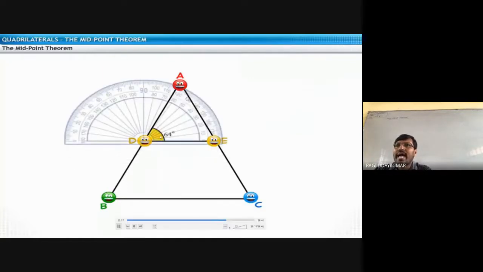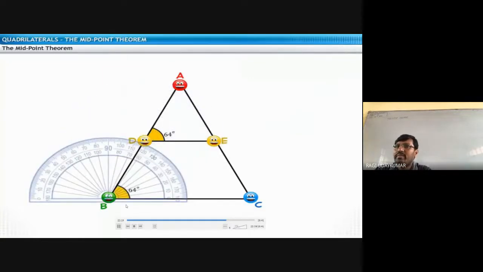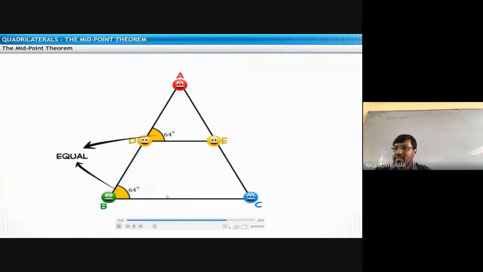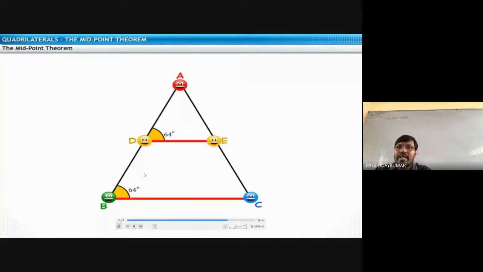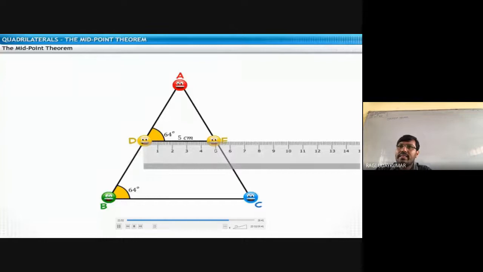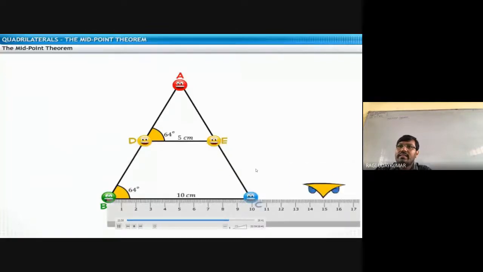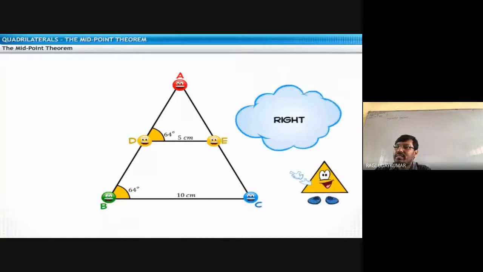Okay. So now here if you take the angle 64 degrees, here also the angle will be 64 because these two are parallel lines. So these two angles will be corresponding angles, isn't it? Approximately it is considered as 64 degrees. Here DE is parallel to BC and DE is half of the BC. So the length of the DE will be half of the BC. This length is 5 centimeters, here it is 10 centimeters, you are going to get.